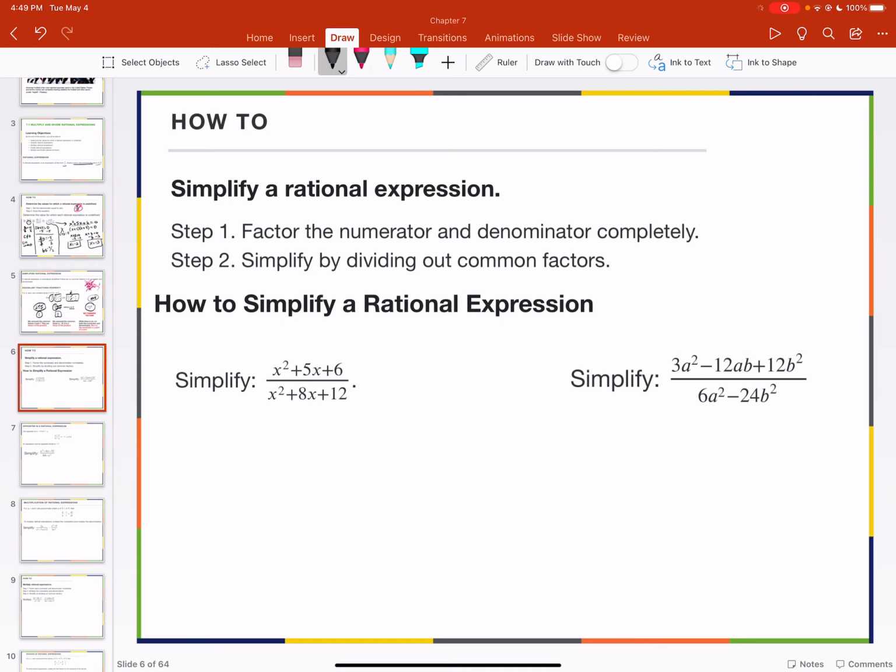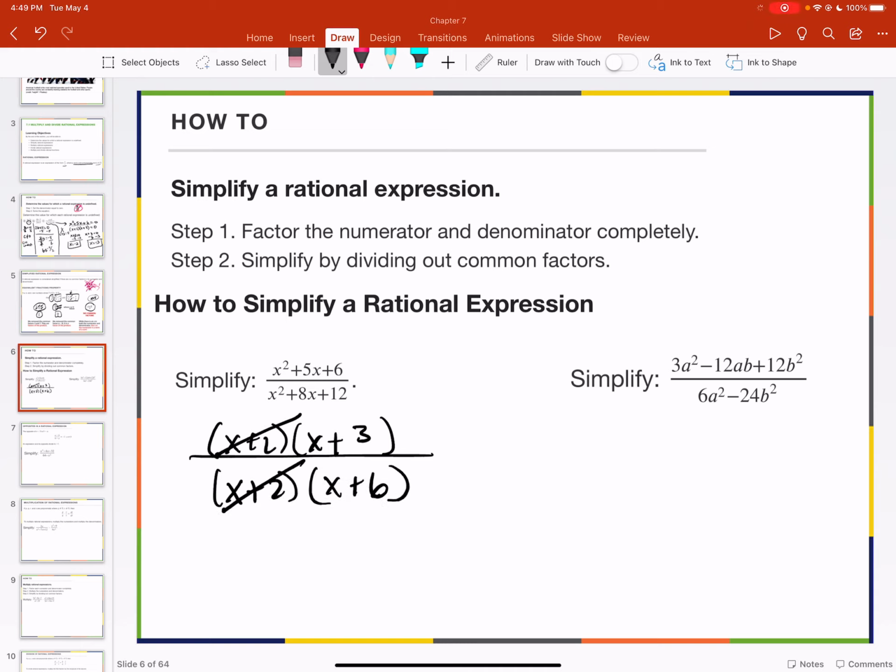All right, so to simplify a rational expression, you just factor both numerator and denominator and cancel out any common factors that you may find. So let's go ahead and get started. So here we have x plus 2, x plus 3, sorry. And on the bottom, x plus 2, x plus 6. These x plus 2 cancel. Final answer, x plus 3 over x plus 6.